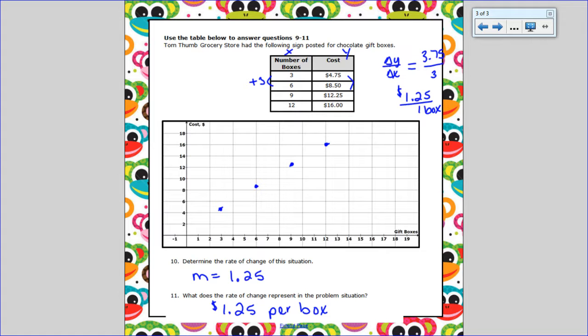To say it is going to be $3 for 6 of these, or $1.25 for 1 box of chocolates, or it's losing $1,600 for every year. You need to look at your variables and try to make it make sense.